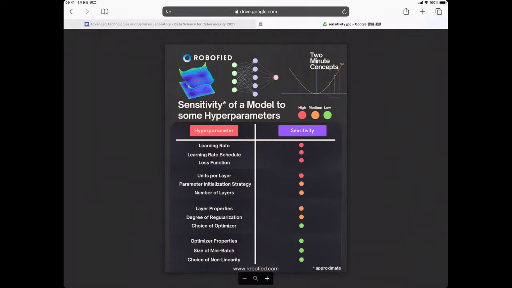So as the initial value of your training, it might be able to push your loss function value to a much lower point at the beginning of your training. So learning rate is the most sensitive hyperparameter. We can try to fine-tune it. And the second one is the learning rate schedule.